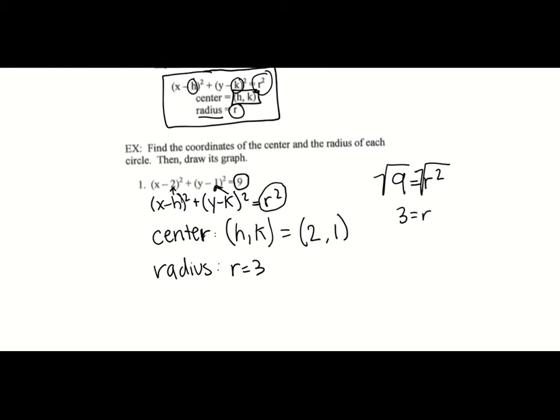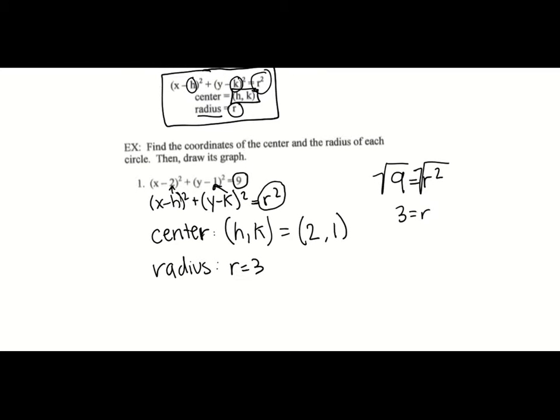Our next step is to draw its graph. So once we have the center and the radius, we can draw a sketch of the graph on a coordinate plane. And we know that the center of our circle is going to be at point 2, 1. So if we count over 2 in our positive x direction and up 1 in the y direction, this is the center of our circle. Then we know that it has a radius of 3.